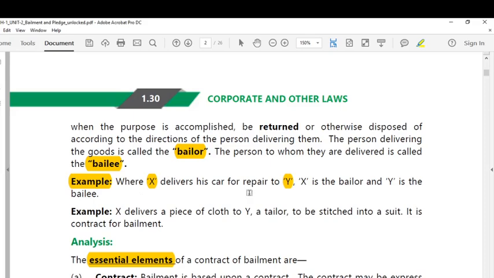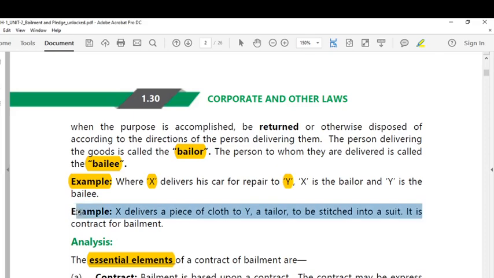So once the goods are delivered, automatically it should either be returned or otherwise disposed of as per the directions of the Bailor. So for example, here X delivered a car for repair, which means to say once the repair is completed, the Baili Y has an obligation to return the car to Mr. X, right? This is called a contract of bailment.